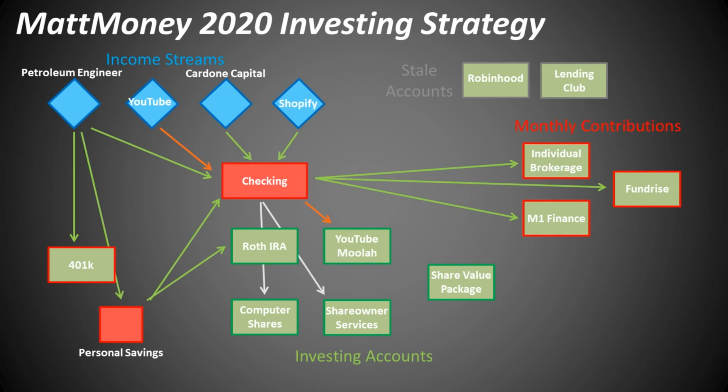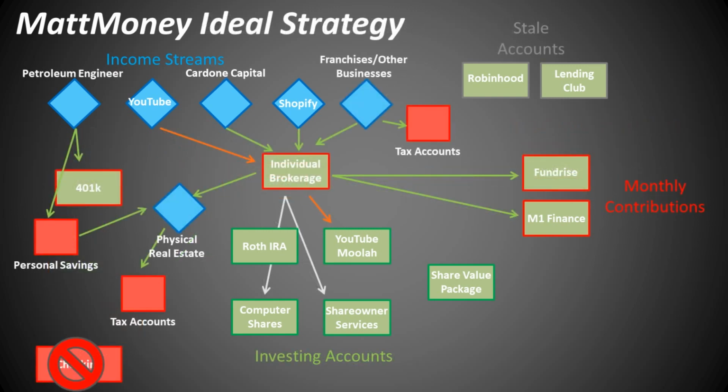But we're not done, because there's still the ideal investing strategy that I want to talk about, and it's not perfect either, but it kind of gets you an idea, and I talk through this a little bit more in the course as well. I'm not going to walk through it step by step, but you can see that with my petroleum engineering income, I'm still going to do my 401k and personal savings. But one of the branches that kind of comes off the personal savings is, yes, it'll probably still go into a Roth IRA, but also physical real estate. And with physical real estate, I have to have a tax account that you can kind of see down here at the bottom.